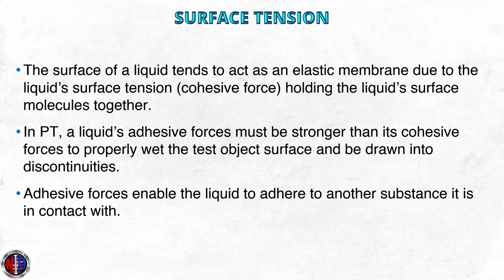Surface tension. The surface of a liquid tends to act as an elastic membrane due to the liquid's cohesive force, holding the liquid's surface molecules together. Cohesive force, or surface tension, is the reason a small amount of liquid can take the shape of a sphere or a droplet. It is also the same reason some lightweight insects can literally walk across water.